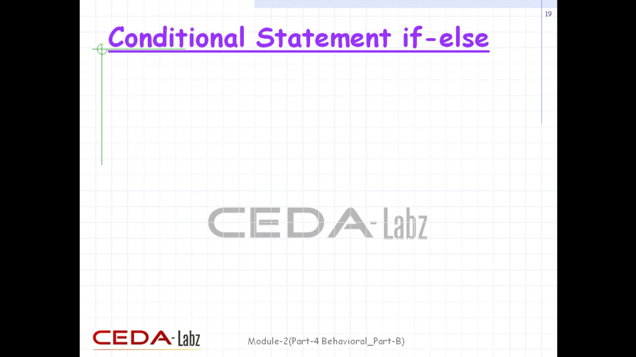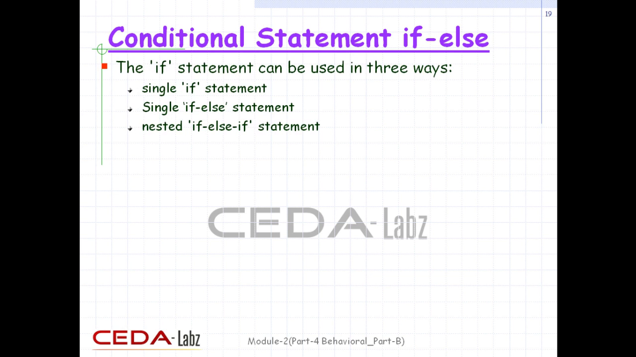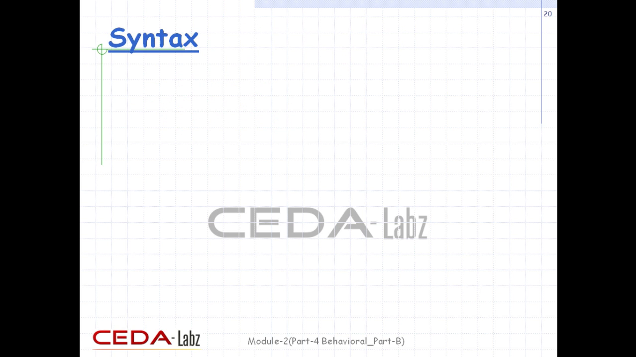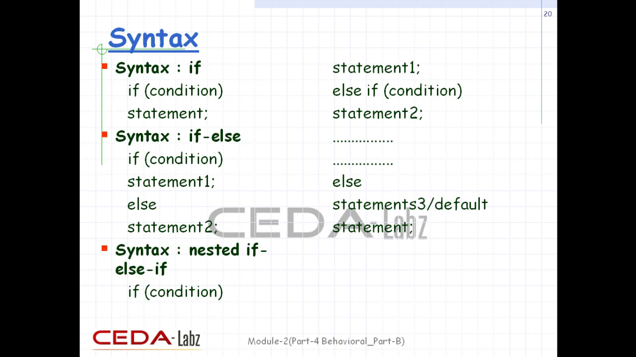The if-else statement is used to choose which statement should be executed depending on the conditional expression. The if statement can be used in three ways: as a single if statement, as a single if-else statement, or as a multiple if-else if statement, or we can say nested if-else statement. Here is the syntax for all three of them. First one is for a single if statement, where no else statement is required. Second one is a single if-else statement, with only one if and one else statement. Third syntax represents multiple if-else if statements, where we can have multiple if statements and corresponding else statements.